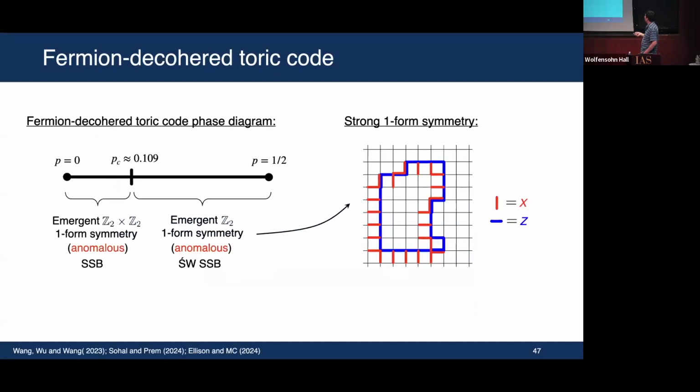Well, one way to see that this is non-trivial is again through the lens of symmetry. So we can ask, what's the global one-form symmetry on this side of the phase diagram? It's easiest to see at the p = 1/2 point, where we can write down exactly the density matrix, and it's invariant under this particular one-form symmetry. So I draw an example of this one-form symmetry, which is a product of X along the dual path and the product of Z's along the lattice path.